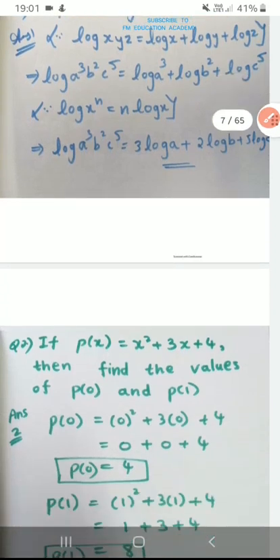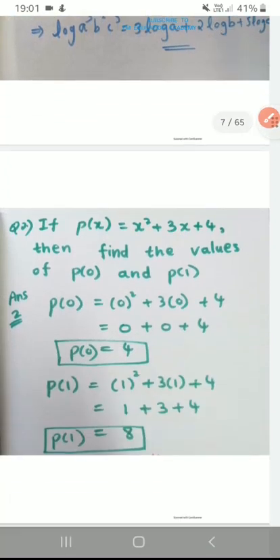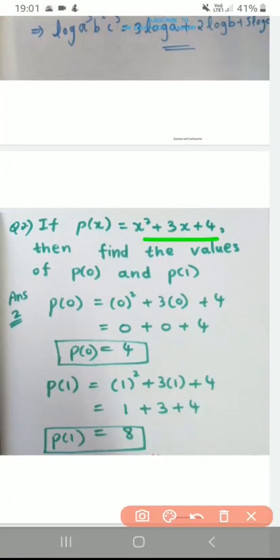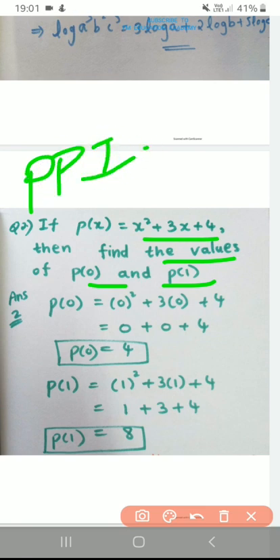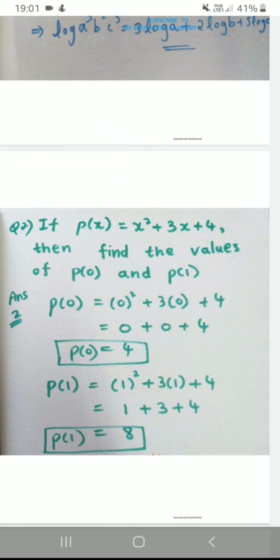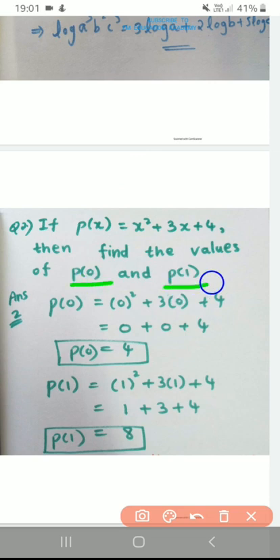Okay. Second question is, if p of x is equals to x square plus 3x plus 4, then find the value of p of 0 and p of 1. Now this question also came in practice paper 1. Right. So what to do? It is just asking us the value of p of 0 and p of 1.